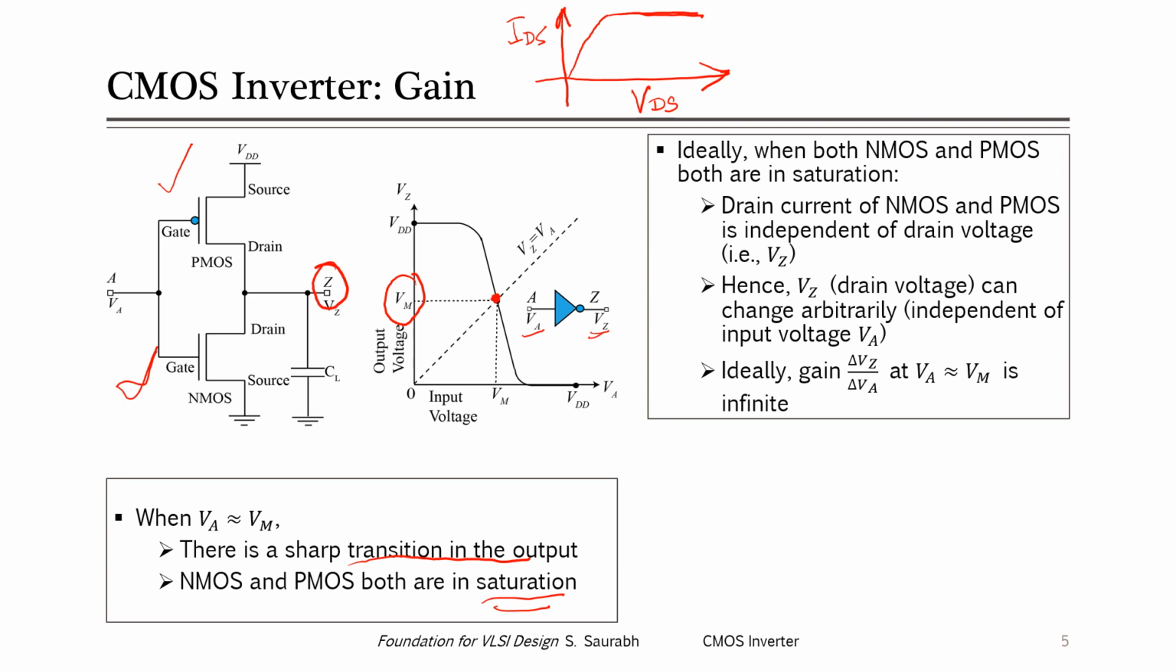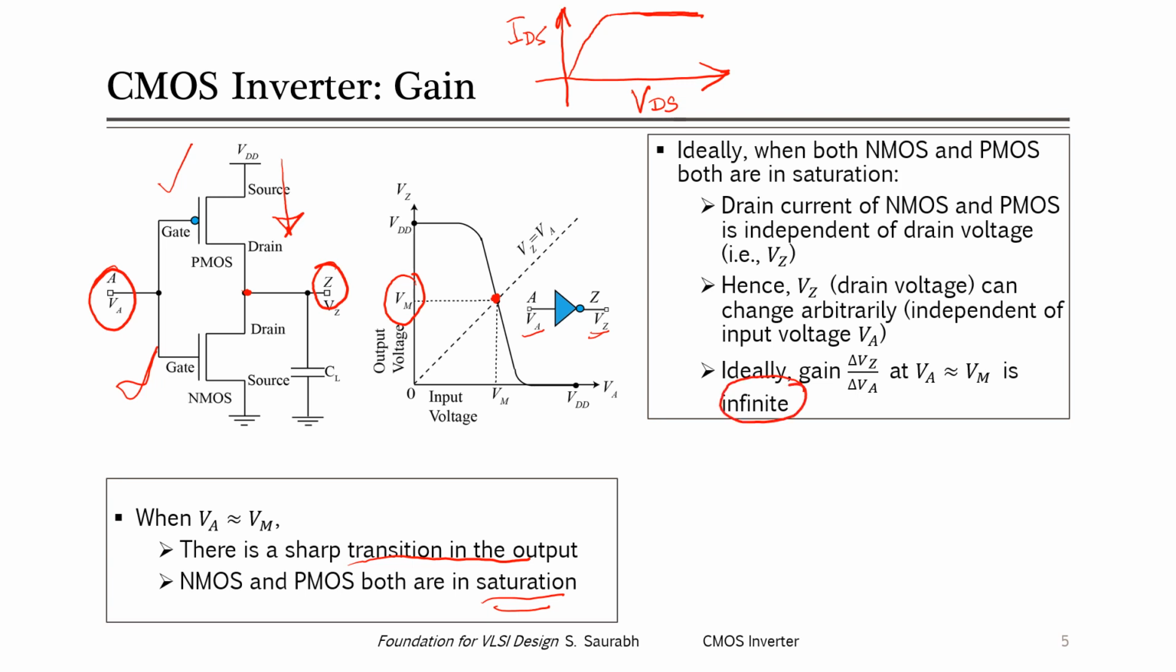So if the drain current is independent of the drain voltage, it means that the drain voltage can change arbitrarily, independent of the input voltage VA, right? The input voltage VA is controlling the drain current, and the drain current is independent of this drain voltage. So the drain voltage can take an arbitrary value irrespective of the drain current. Therefore the ideal gain, which we defined as delta Vz by delta Va at the point Vm, will be infinite. Why will it be infinite?